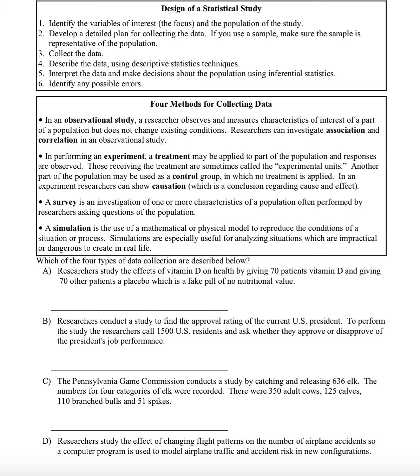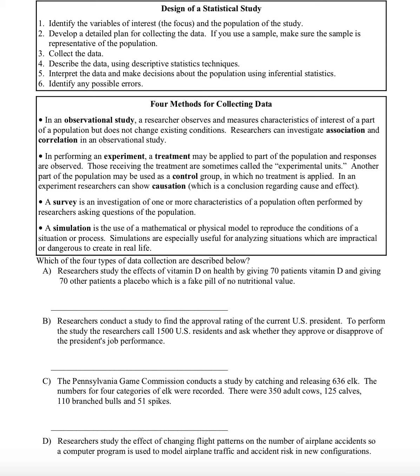Below are 4 methods for collecting data. In an observational study, a researcher observes and measures characteristics of interest of a part of a population, but does not change existing conditions. Researchers can investigate association and correlation in an observational study, but they can't prove causation.